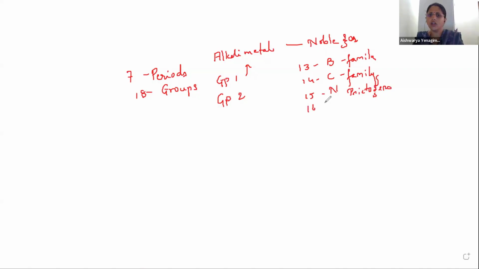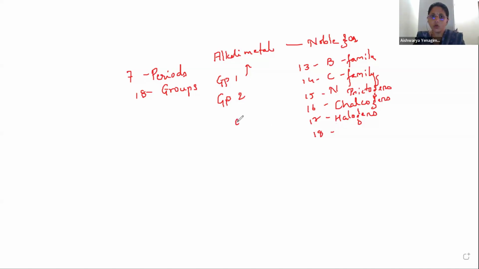Group 16, let me make a correction. Group 16 is called oxygen family, yes, and we call them chalcogens. And group 17, fluorine family; rather than calling fluorine family, typically we call them halogens. And group 18 has many names: they are called noble gases, inert gases, rare gases. Okay, fine. So these are the groups.